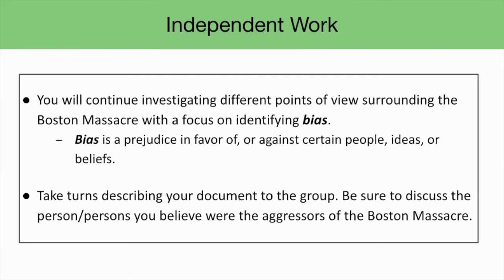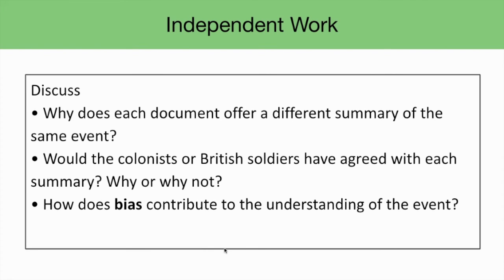For the protocol, we'll have students take turns describing their document to the group. We'll remind students to discuss the person or persons they believe were the aggressors of the Boston Massacre. Here are some guiding questions we can pose to students as they have their discussion. Why does each document offer a different summary of the same event? Would the colonists or British soldiers have agreed with each summary? Why or why not? How does bias contribute to the understanding of the event?